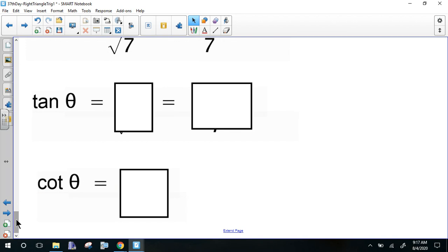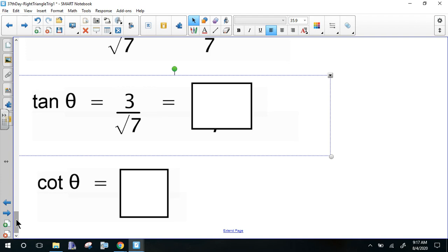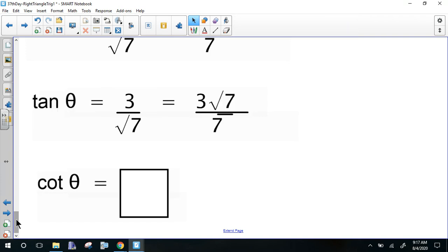Last one's tangent and cotangent. Tangent's opposite over adjacent. I get 3 over root 7. Got to multiply by the conjugate. I get 3 root 7 over 7. To get cotangent, if I just flip 3 over root 7, I'll have my answer. Root 7 over 3.